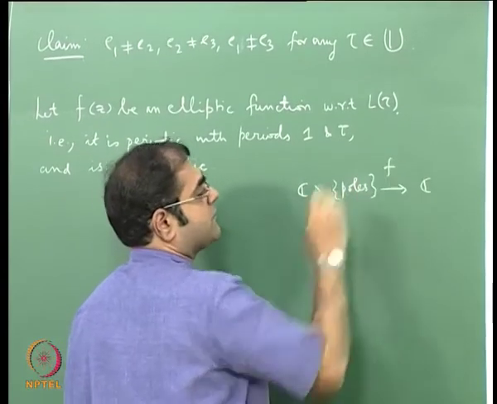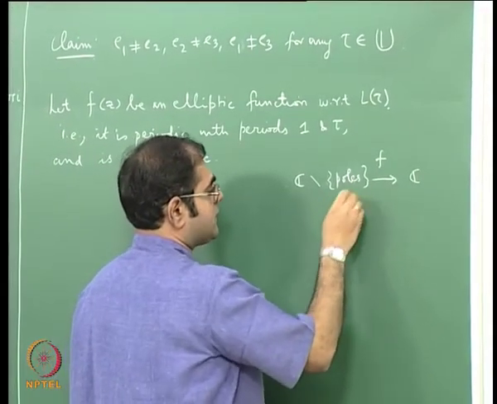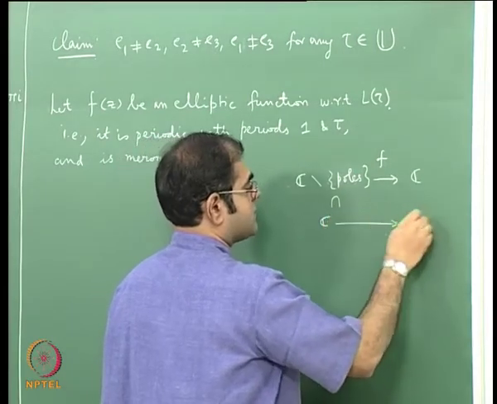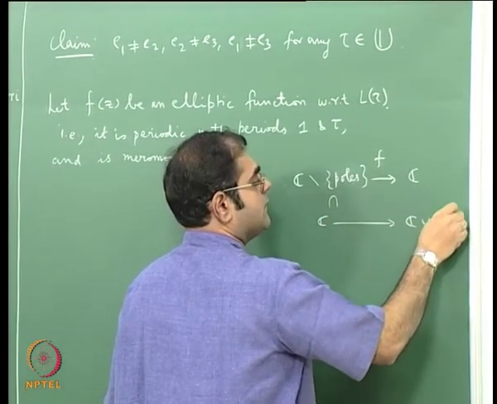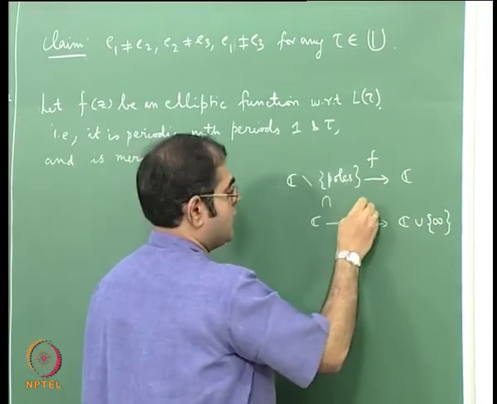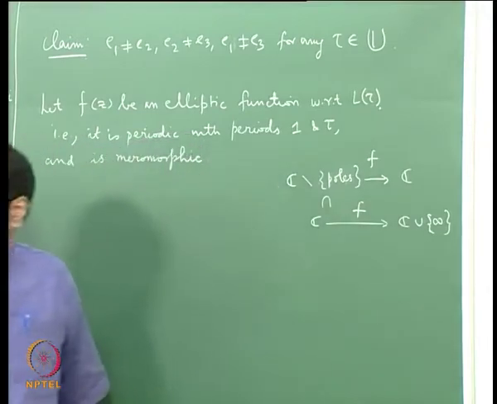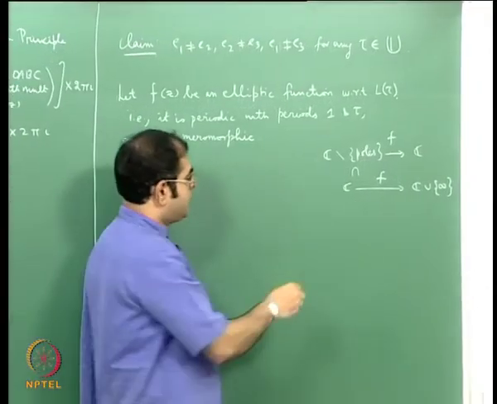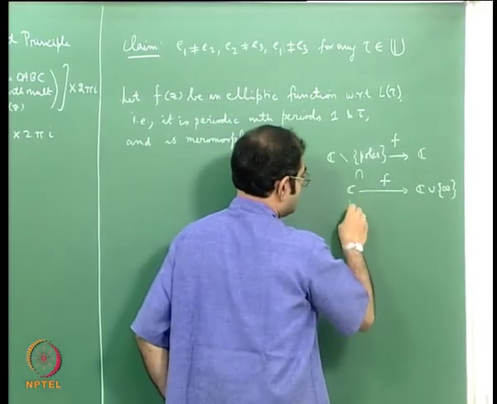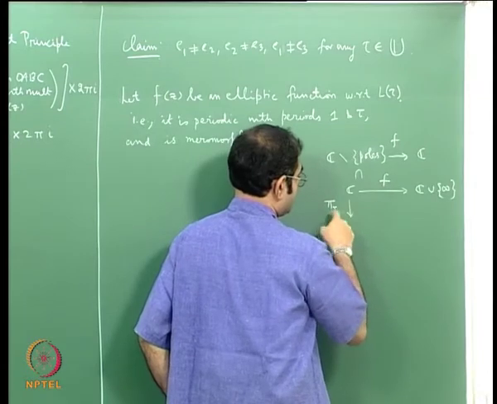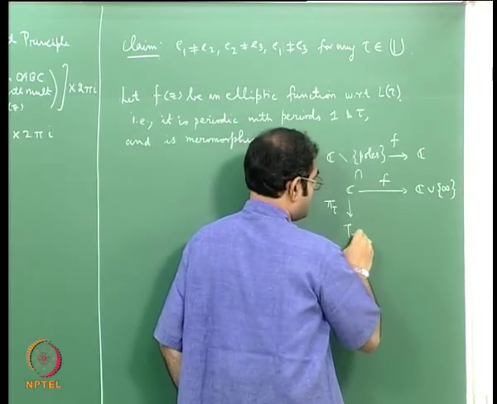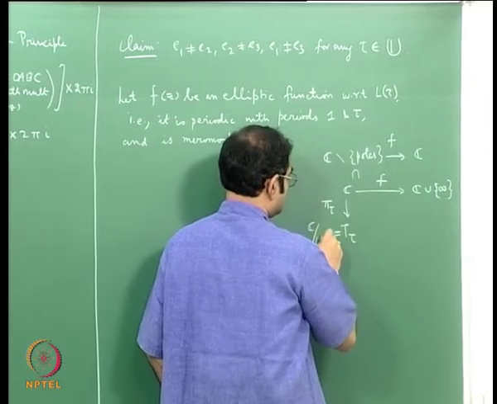So this is my function f, and if you want you can also extend it to a function f from C to C union infinity. You set the value of f at a pole as infinity, so you can also think of it as a holomorphic map into the Riemann sphere. Since it is invariant under the lattice, it will go down to the torus. There is this projection map, going modulo L tau, to T tau, which is just C mod L tau.